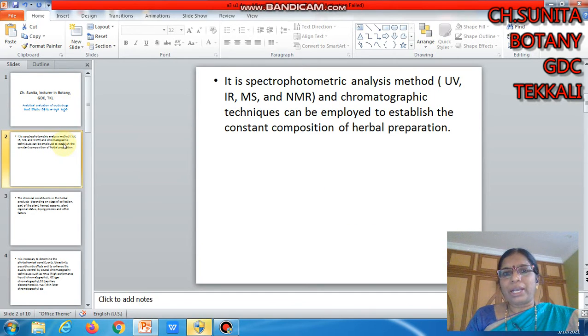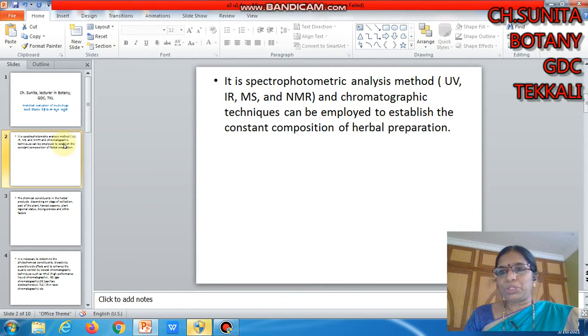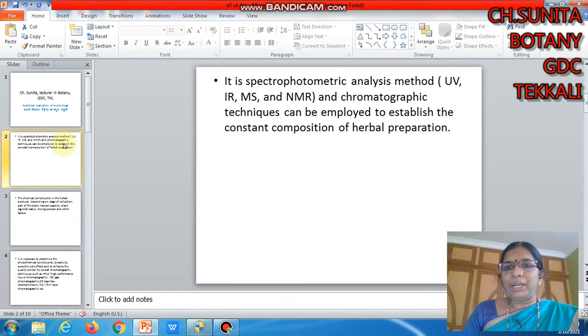So, what is the analysis? It is a spectrophotometric analysis method. It includes UV rays, IR (infrared rays), MS, and NMR. In the same way, chromatographic techniques can be employed to establish the constituents of the herbal preparation. How good the quality of the herbal preparation is can be determined or analyzed by these processes.